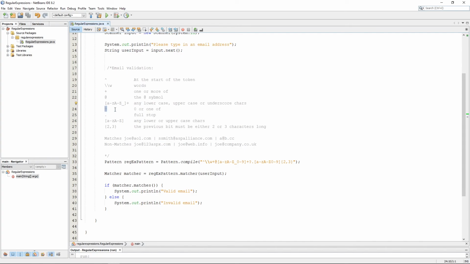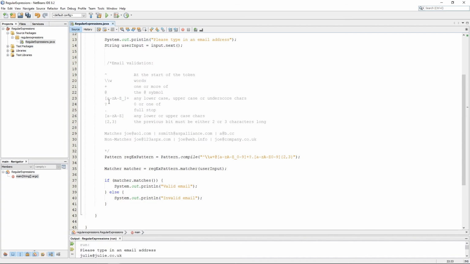Now this is funny, this little question mark, because it means 0 or 1 of. This is basically saying we're making this part be lazy and we're going to make it match as few of the characters as possible. So as few of these as possible we're going to try and match rather than all of them. Then I've got a full stop. So after all of that is followed by a full stop. Then you can have any lower or uppercase characters. But then I said the last bit must be 2 or 3 characters long.